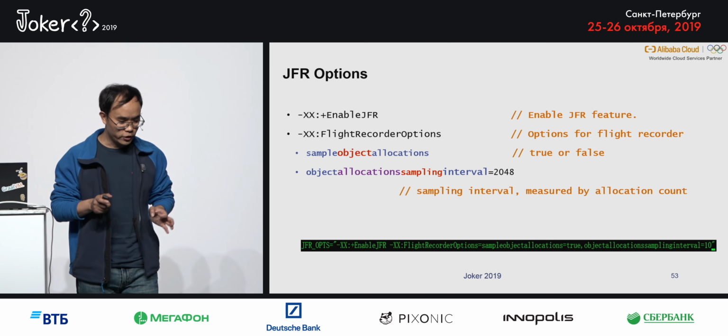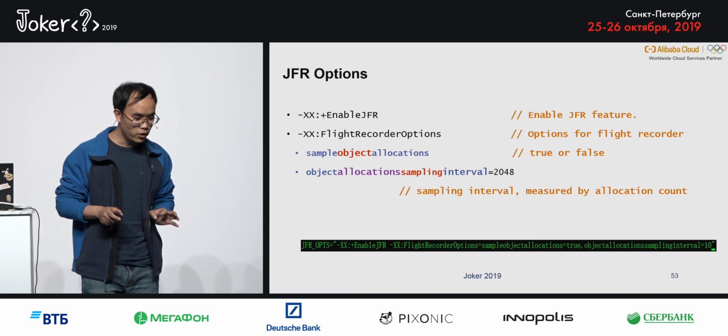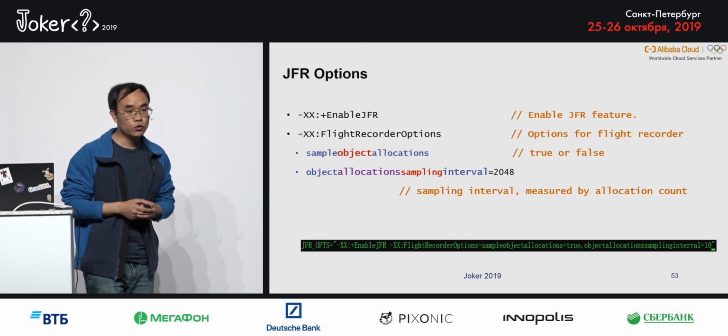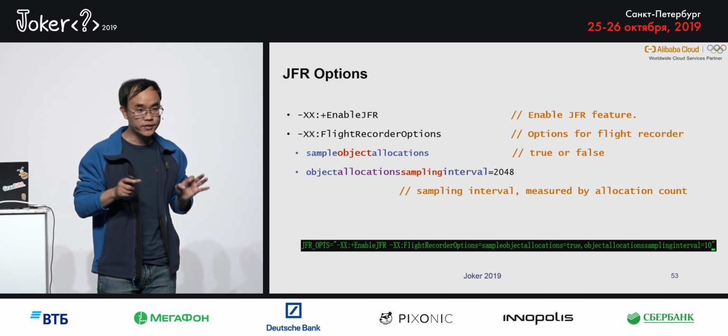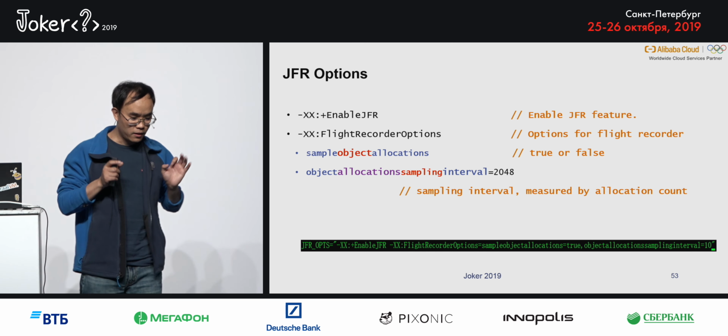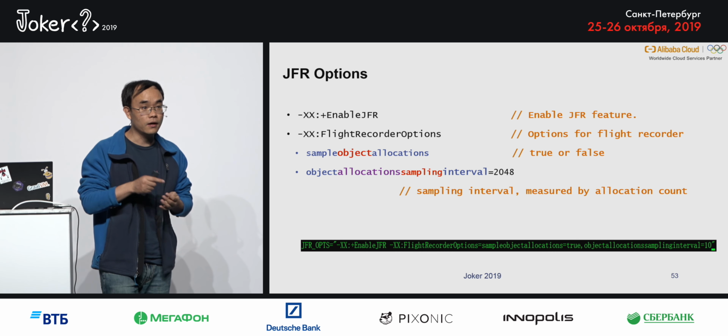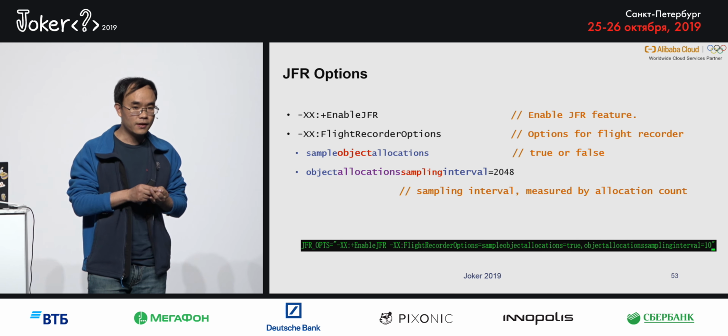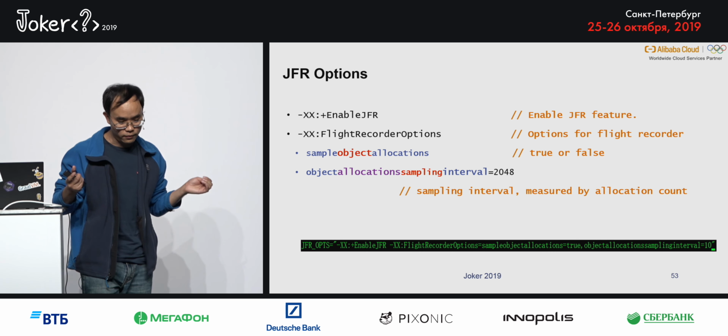So for example, if you set your object sampling interval as 10, it means you will take object allocation samples at the first, the 11th, the 21st, and the 31st, and so on.